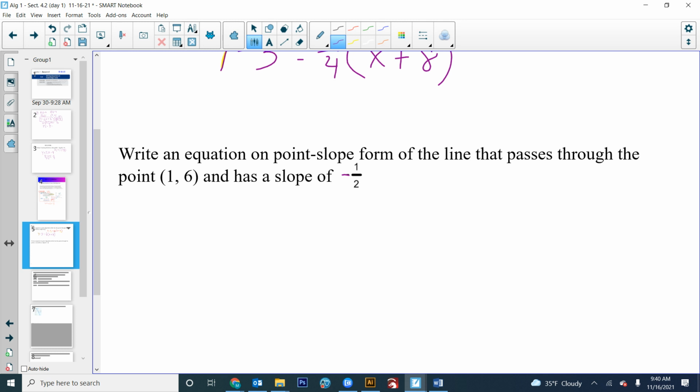Okay, go ahead and do that one. Guys, get y minus y1 equals m times x minus x1. That's the only way you learn it. Write it out. Write it out.